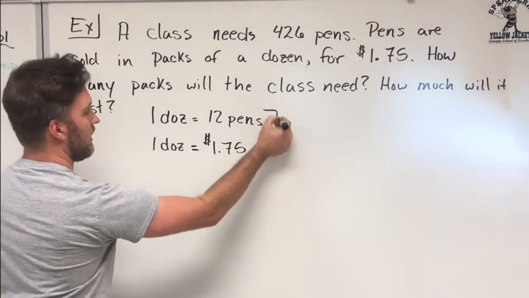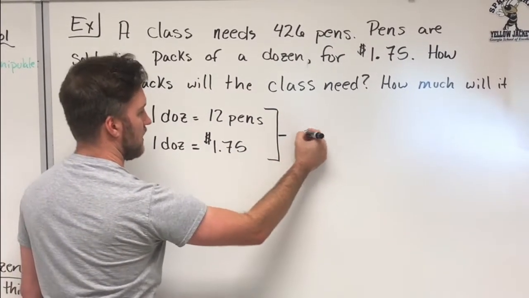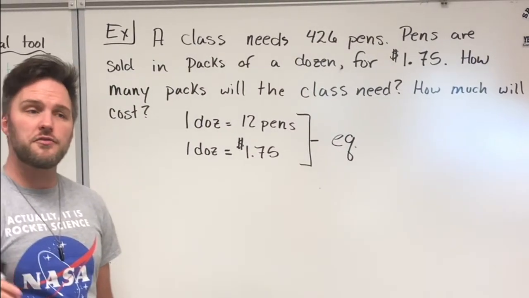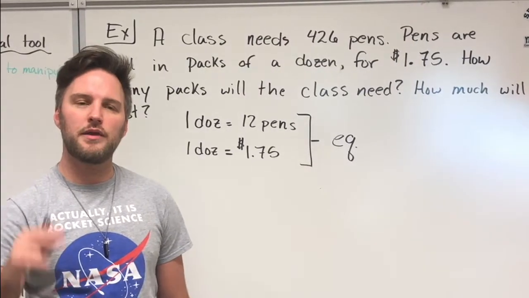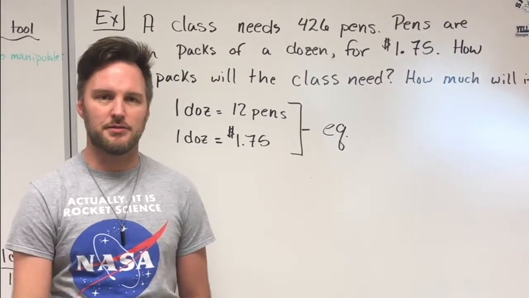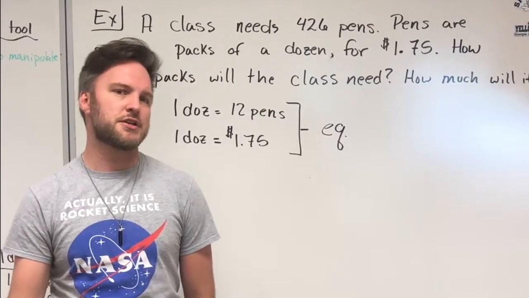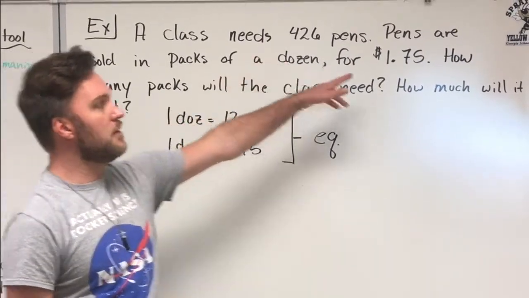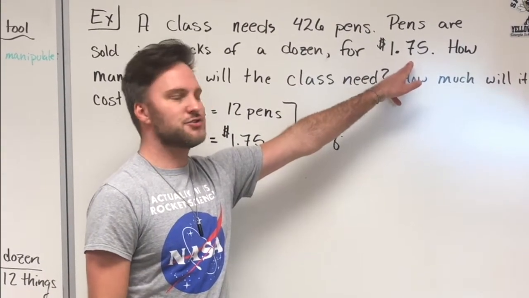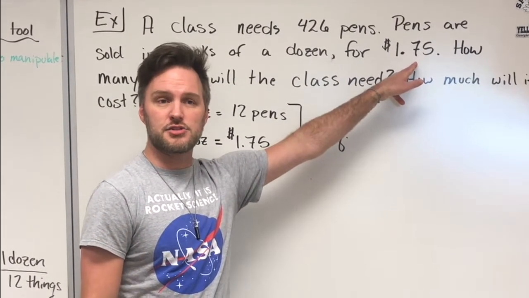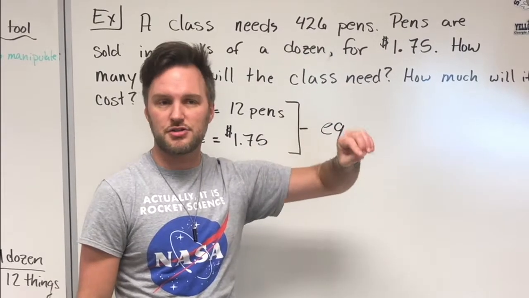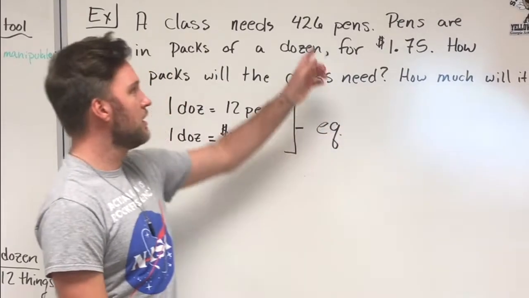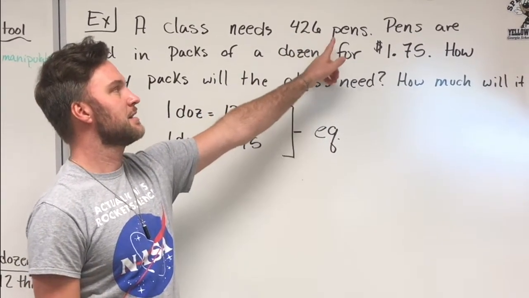So these are my equality statements. I'll abbreviate it for us here, EQ. To solve the problem, we're going to bring down the only real measurement in the problem. You're like, there are multiple other numbers here, how do I know what a measurement is? Well, the other numbers, $1.75, that's just a statement about the reality of the situation. The pens cost that much. The only measurement involved is the thing that's unique to this situation. The class needs 426 pens.